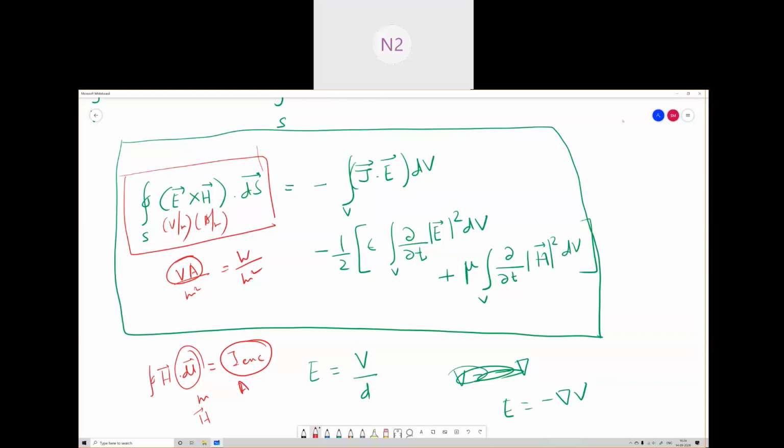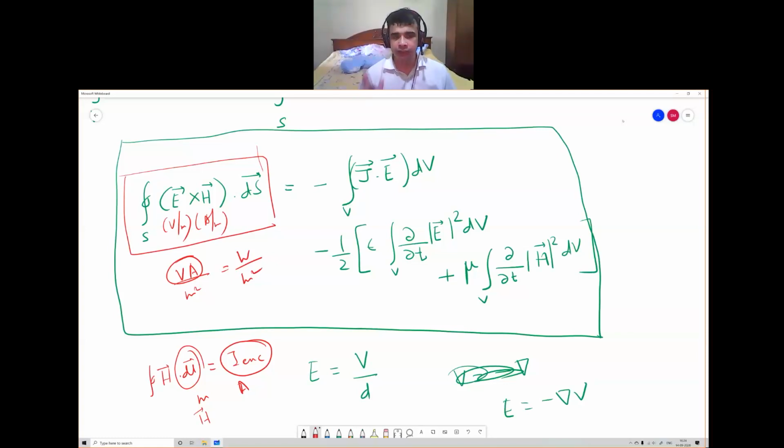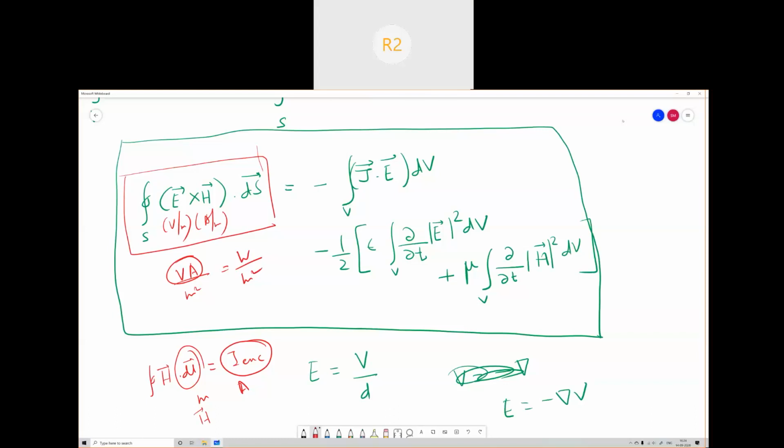What could it be? Forget the right hand side right now. We will focus on the left hand side. What does this mean? The power is entering the surface or leaving. Why leaving? Because it is negative. How is it negative? Don't look at the right hand side for now. Only the left hand side. Why is it negative?